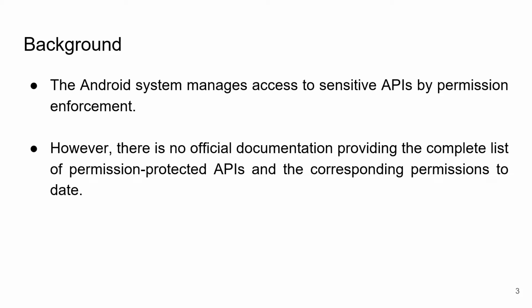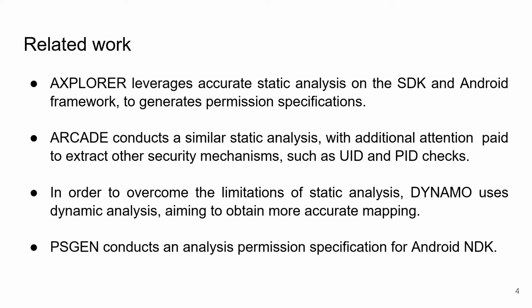However, there is no official documentation providing the complete list of the permission-protected APIs and the corresponding permissions. There are several previous works that focus on the permission mapping extraction issues. Explorer leverages accurate static analysis on the SDK and the Android framework to generate permission specification. Arcade conducts a similar static analysis with additional attention paid to extracting other security mechanisms, such as UID and PID checks. In order to overcome the limitation of static analysis, Dynamo uses dynamic analysis, aiming to obtain more accurate mapping.